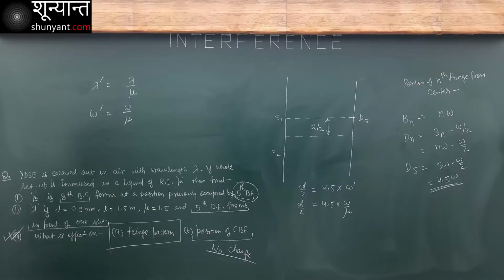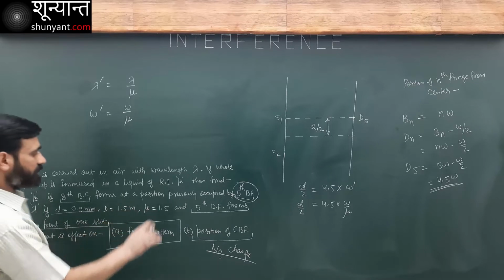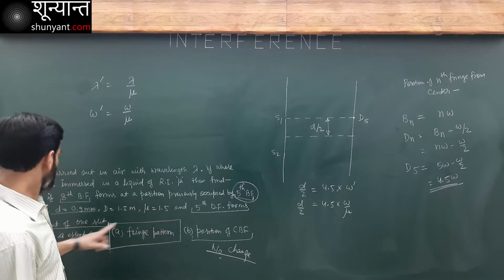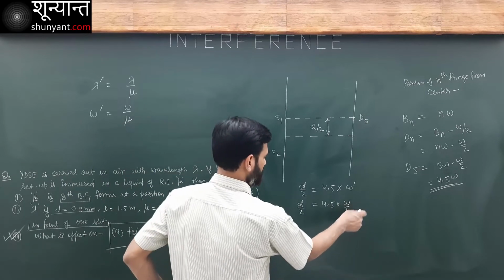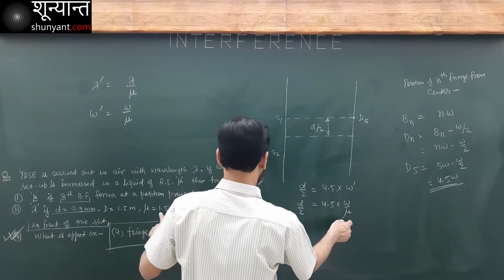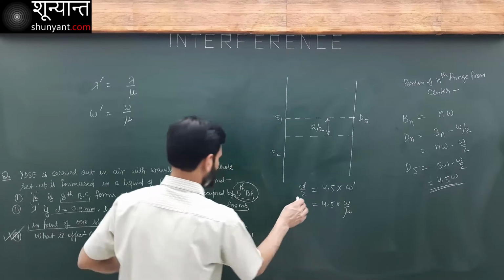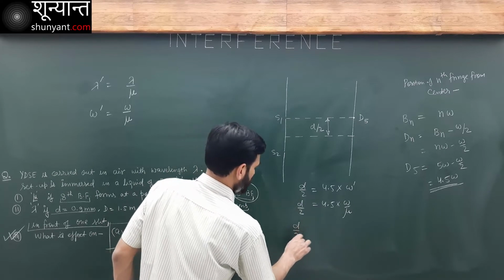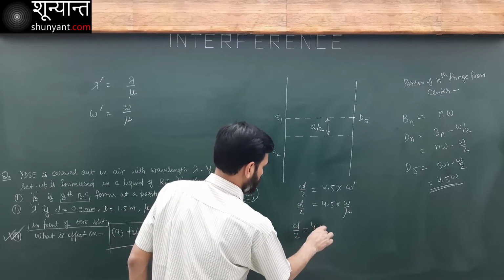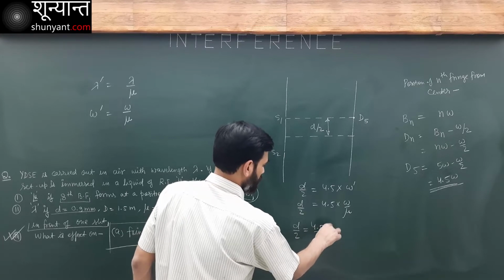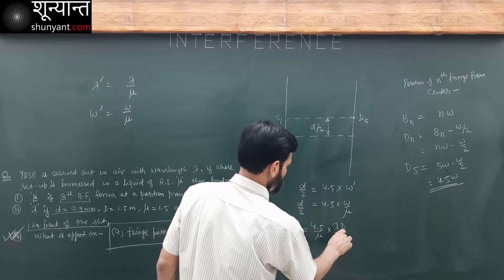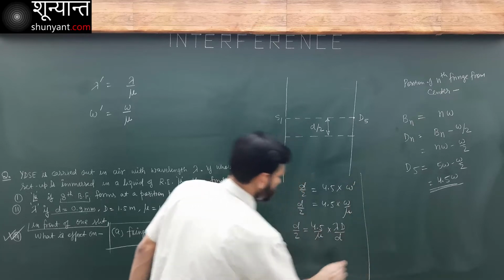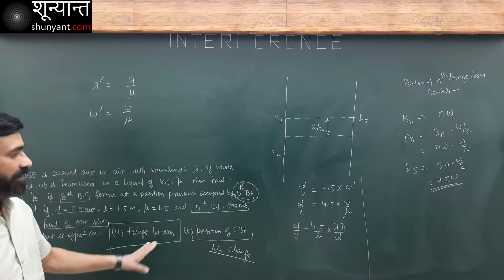Makes sense. Now everything is given. D is given, all these things are given, mu is given. I want to find lambda. Let me write it this way: d over 2 is equal to 4.5 over mu times lambda capital D over small d. That's it. We have the answer.